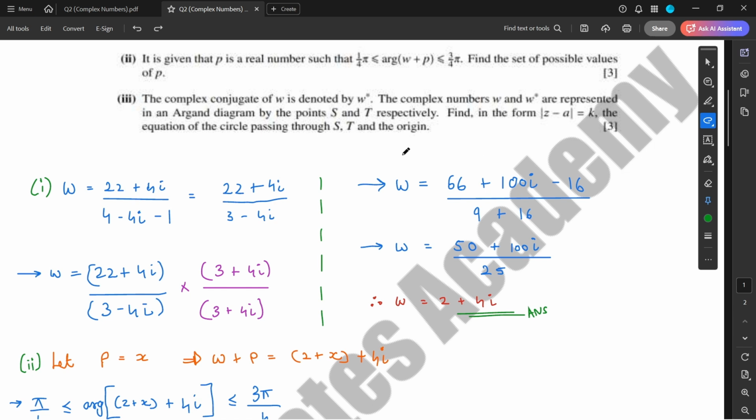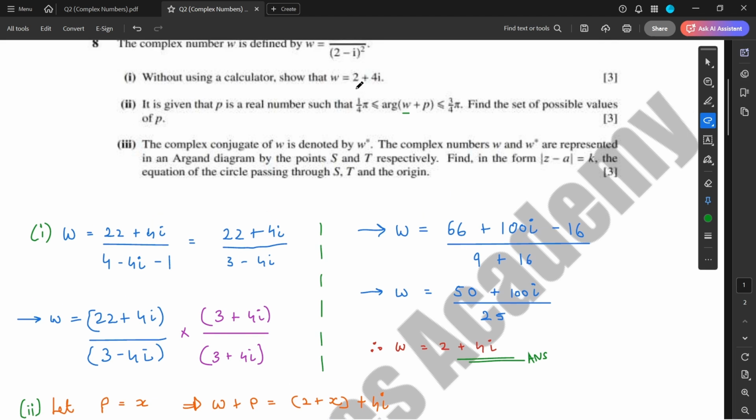So it is given to us that p is a real number, and if we add that p to the complex number w, which is already given to us over here, we'll have altogether a new complex number. And then if we find the argument of that new complex number, the minimum argument will be pi by 4, and the maximum value of the argument will be 3 pi by 4. And it can have all the arguments in between pi by 4 to 3 pi by 4. So what are all the possible values of p such that this can happen?